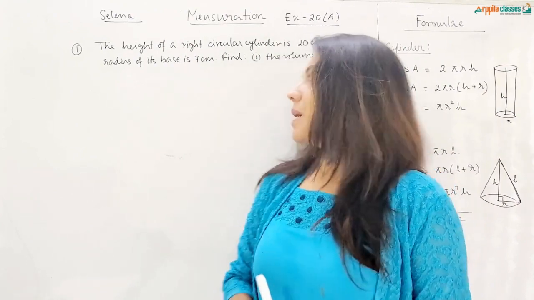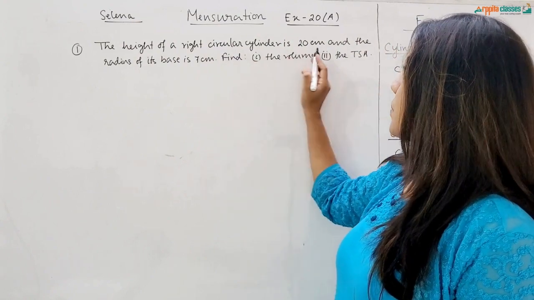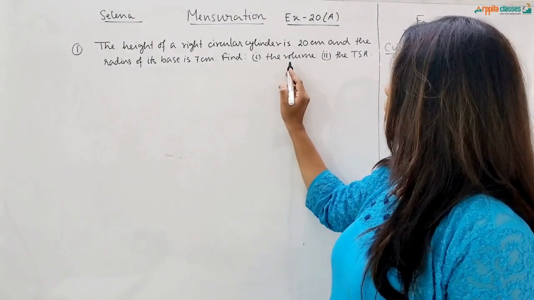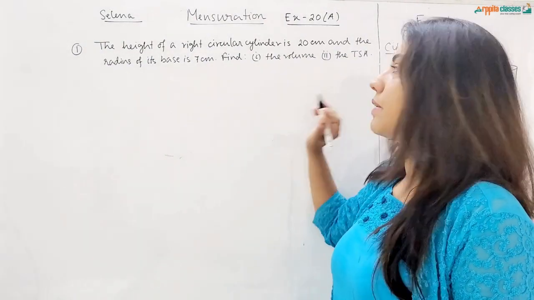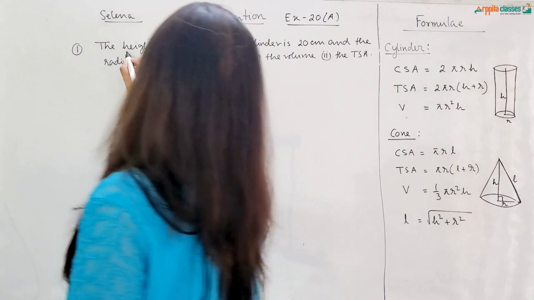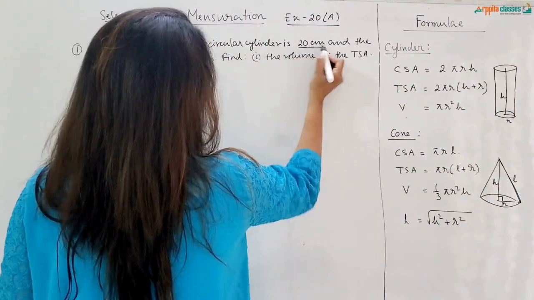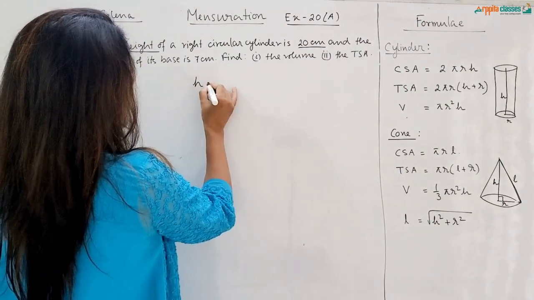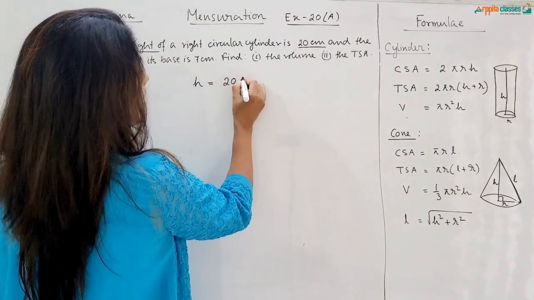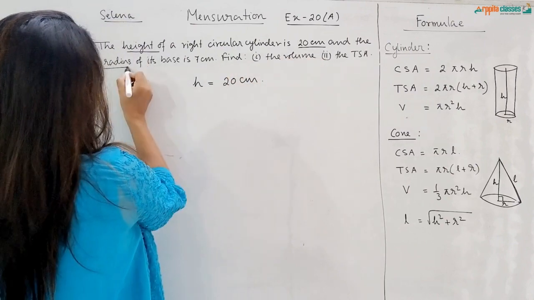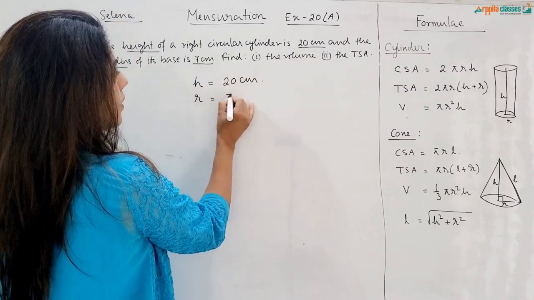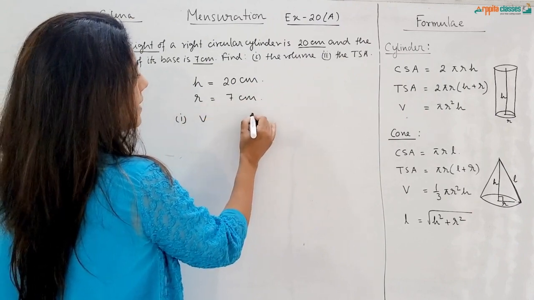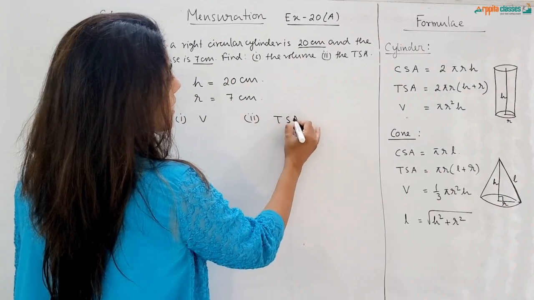Let us start with the first sum. The height of a right circular cylinder is 20 cm and the radius of its base is 7 cm. Find the volume, and TSA, that is the total surface area. So first we'll note down what all information is given. Here height is denoted by h, which is 20 cm, and the radius is 7 cm, so r is equal to 7 cm. We need to first find out the volume, and second we have to find out the total surface area.